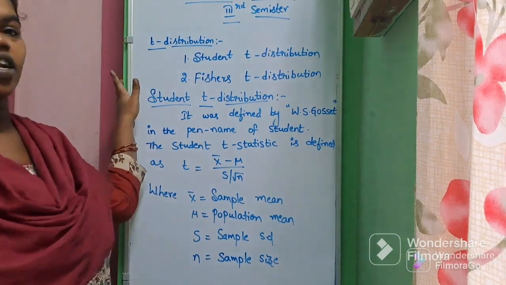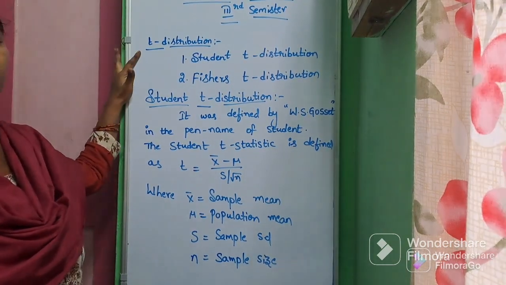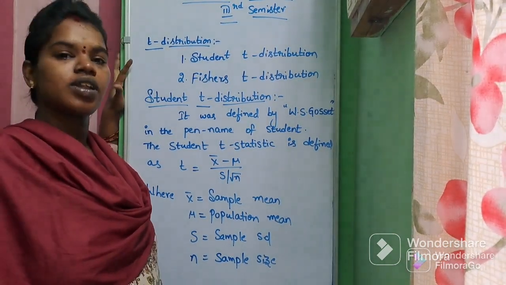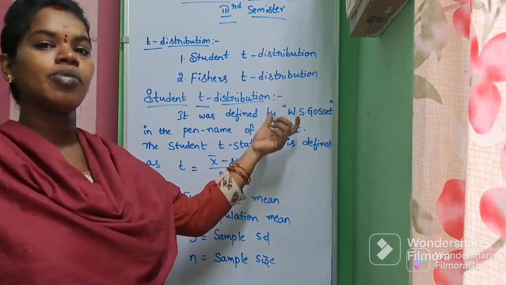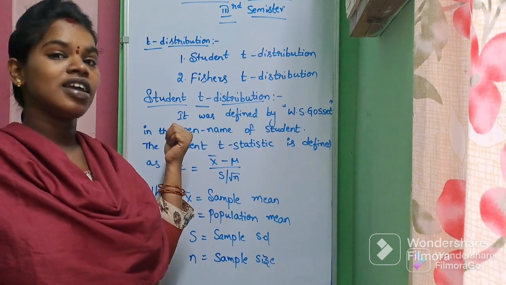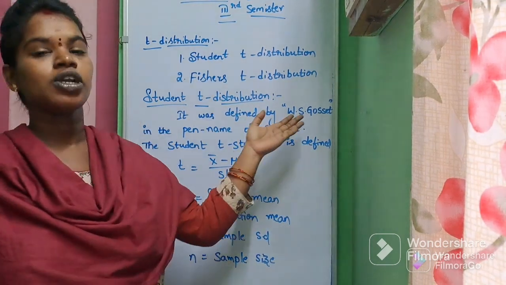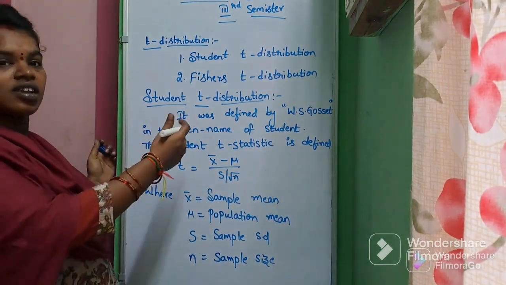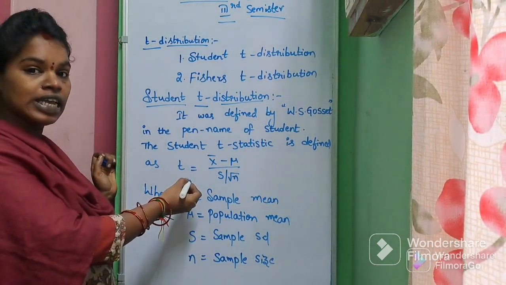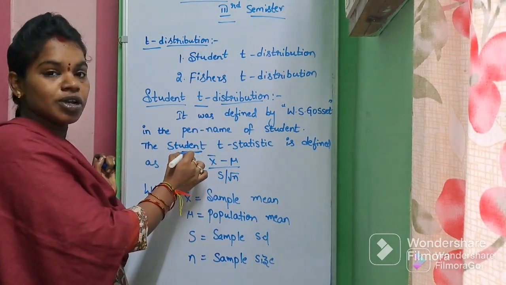Student t distribution. Here the t distribution divides into two types. First one is the student t distribution and the second one is Fisher's t distribution. The first t distribution was defined by W.S. Gosset, and Student is the pen name of W.S. Gosset. This statistic is indicated as small t. Remember, it's a student t distribution.